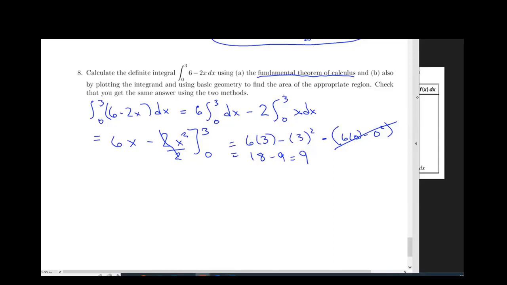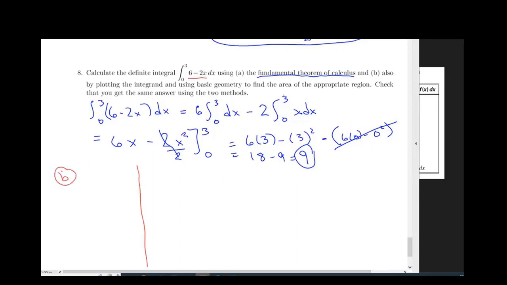Did they tell me what units I have? It's 9 because I don't know what unit. I don't know if I have meters, feet, I don't know what it is. So 9 is my answer. Now, what it means for B is, this is the integrand. So I want to plot that.